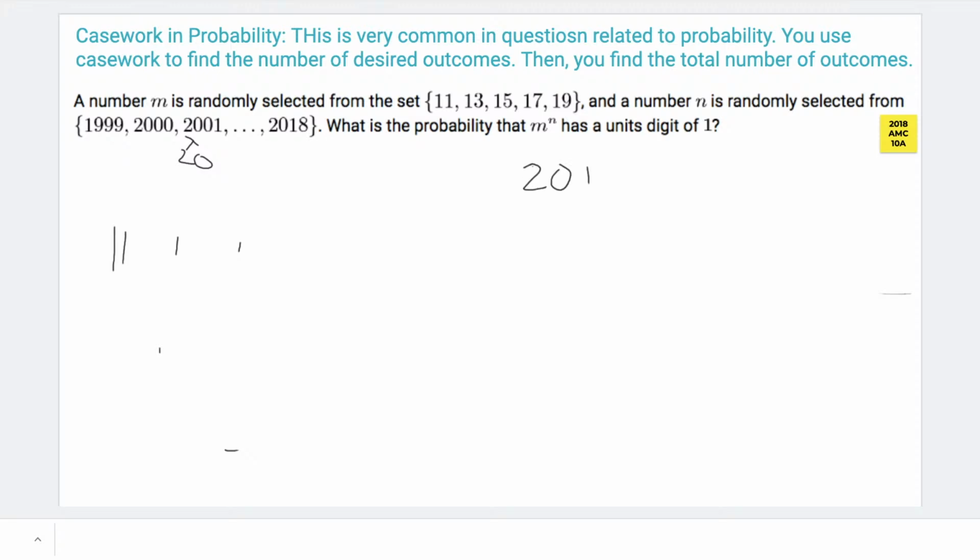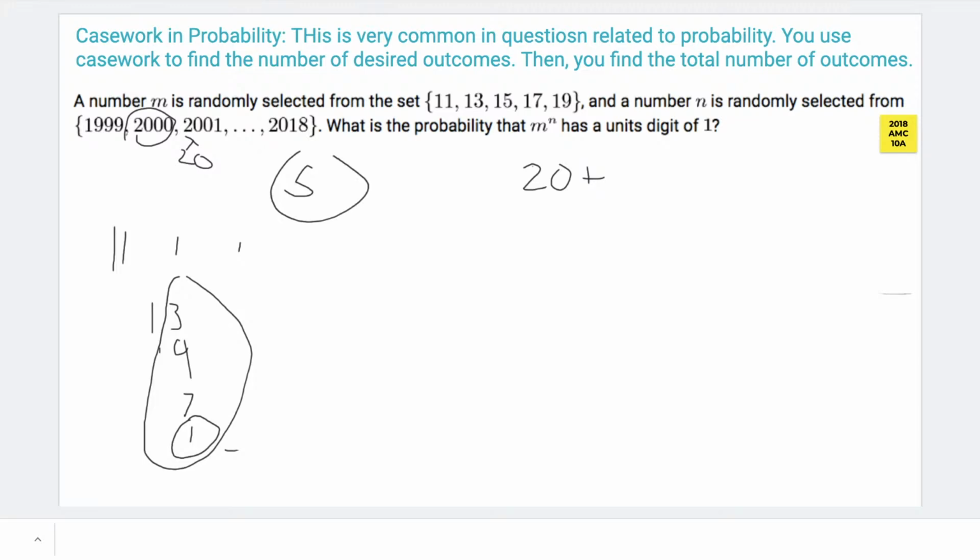Now for 13, we're going to take 13. Now 3 times 3, 9. 9 times 3 is 27. And 7 times 3 is 21. We're literally just looking at the units digit. And this cycles again and again. And every exponent that is a multiple of 4 will have a units digit of 1. So 2000 is one of those, 2004, 2012, 2016, and there are 5 of those numbers in this set. So there's an extra 5 here. And for 15, you should realize that 5 times 5 is 25, 25 times 5, it always has a units digit of 5. So there are 0 cases for that.